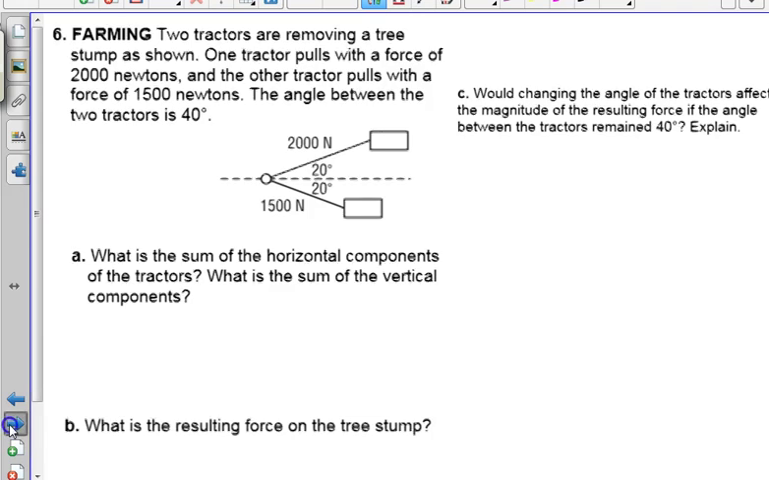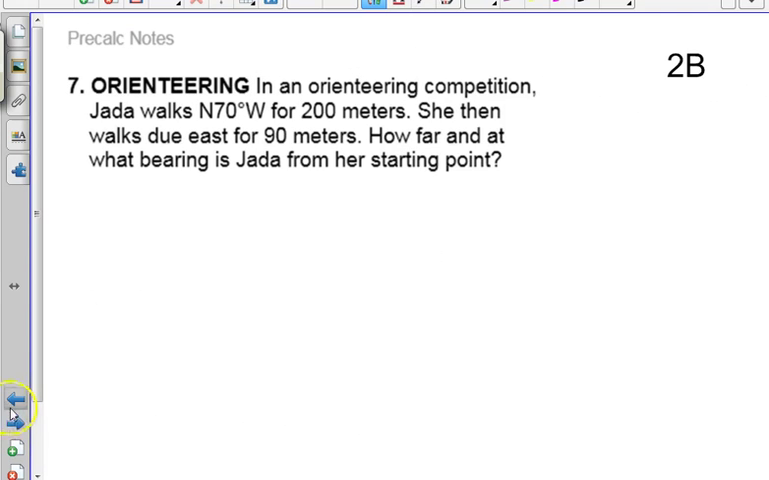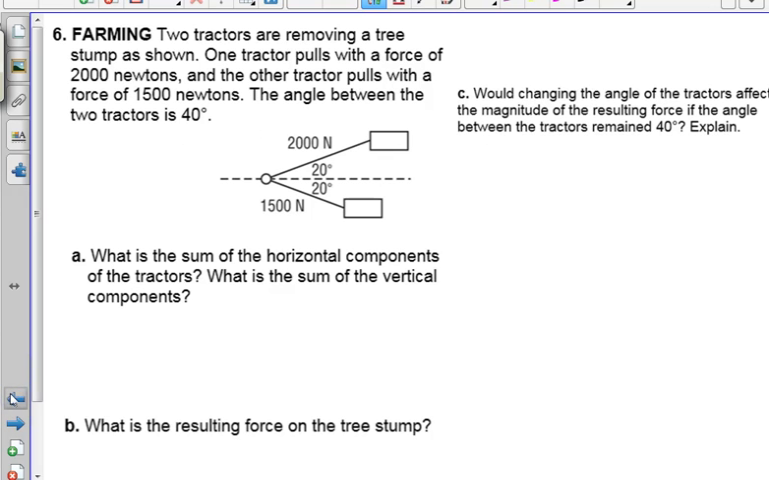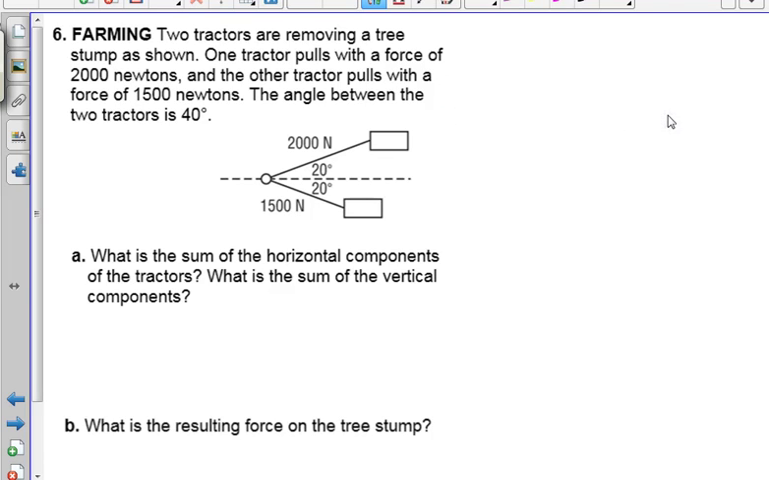One more. What do you want to do? Pick one. How about this one? I don't know. I think how many parts does this have on yours? Just A and B? Number 6? I think I took that off. Okay. How would you do this?